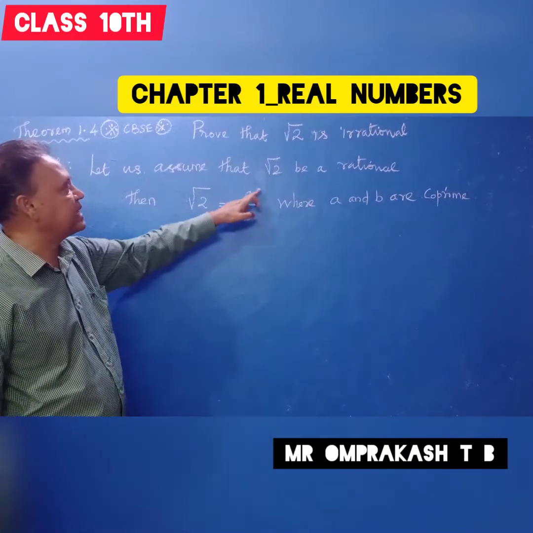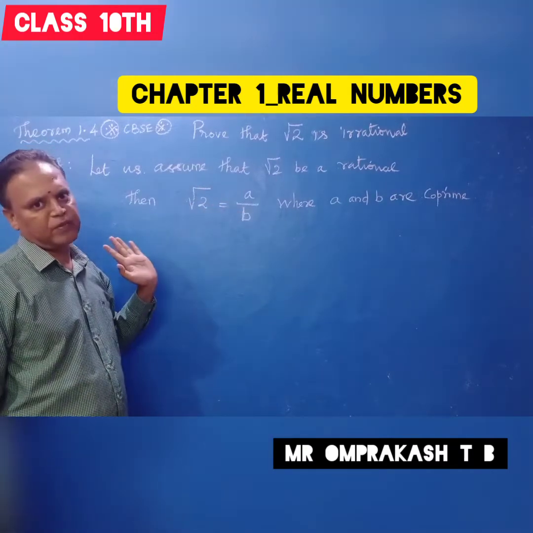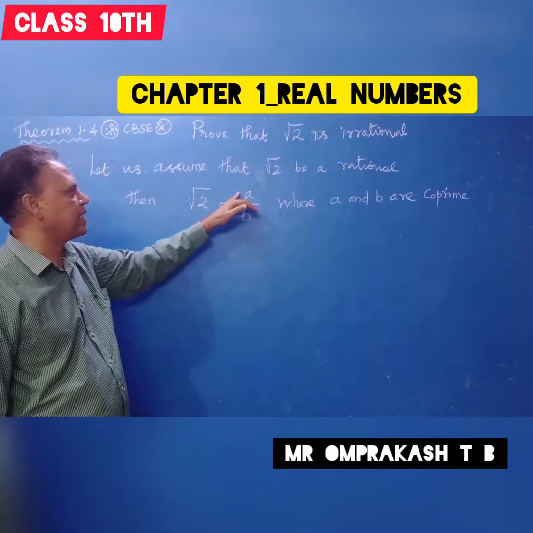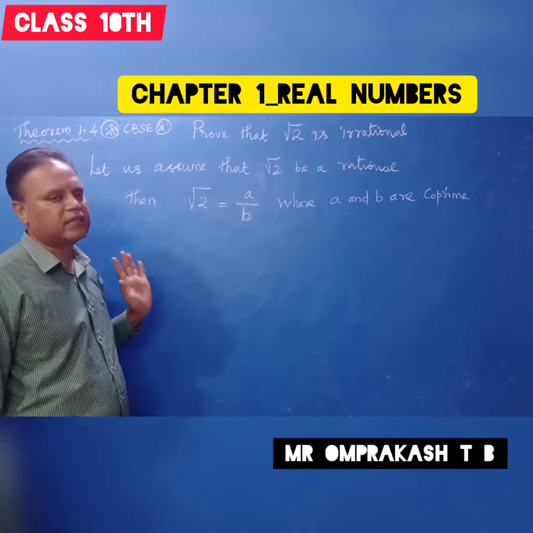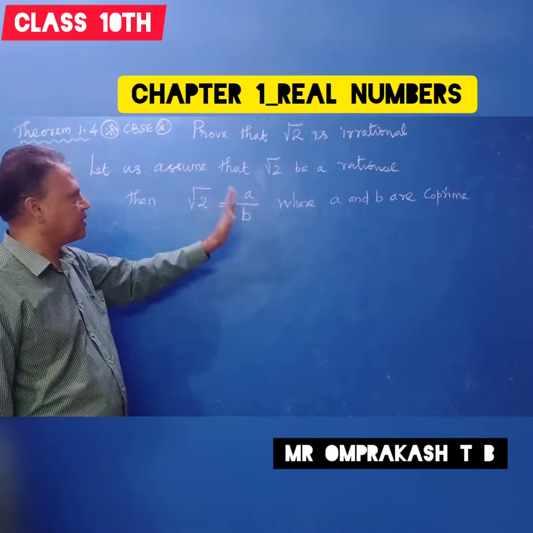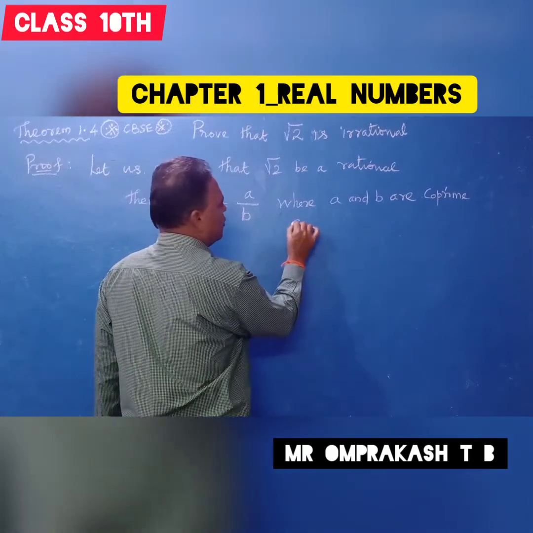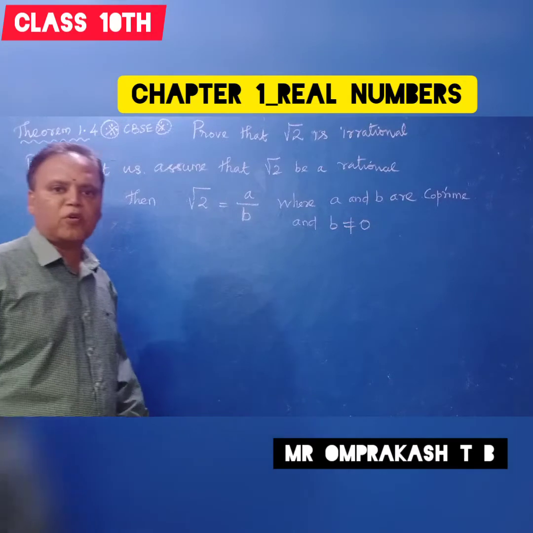So that is the standard form. We are taking the rational number in standard form, where the HCF of numerator and denominator is 1. That means there is no common factor other than 1. That is the meaning. And B is not equal to 0.